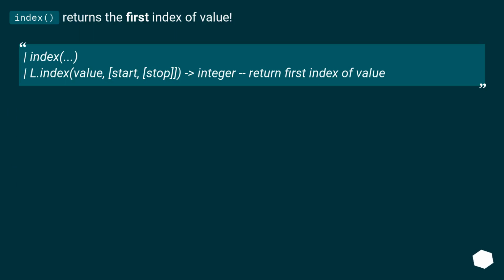index returns the first index of value. l.index(value, start, stop) returns an integer: the first index of value.